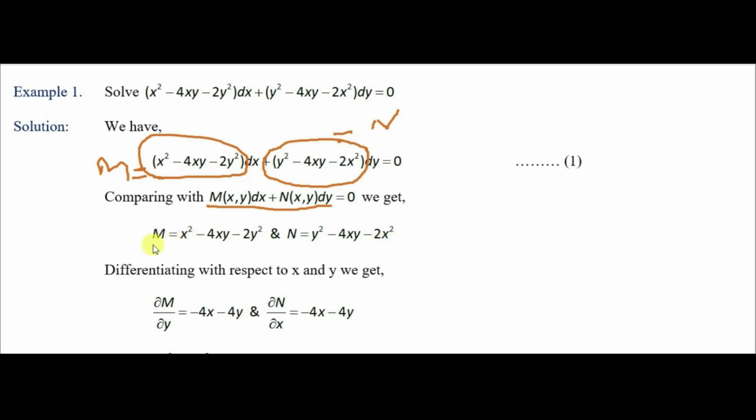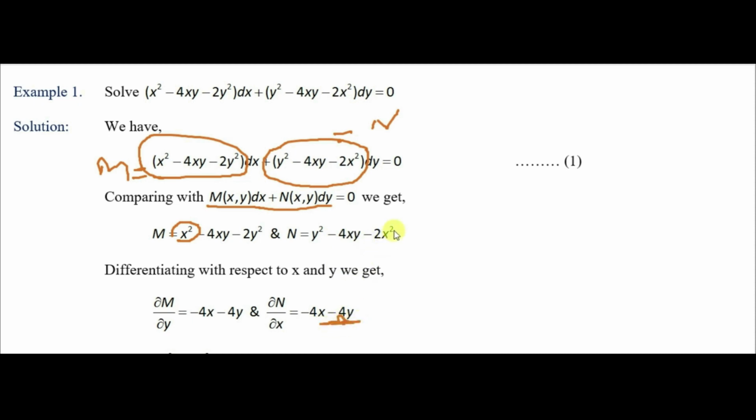Now we have to differentiate M with respect to y partially and differentiate N with respect to x partially. So we get del M by del y. Here y is absent, the derivative is 0. The derivative of y is 1, so the remaining term is minus 4x, and the derivative of y square is 2y, so 2y into minus 2 is minus 4y. Similarly, if we differentiate N with respect to x, here this term is free from x, the derivative is 0. Here the derivative of x is 1, so the remaining term is minus 4y. I write it at that place.